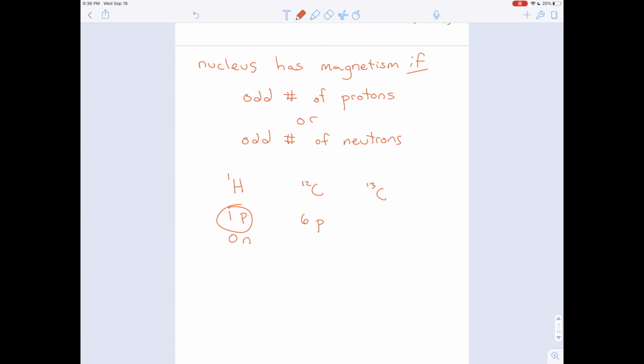Carbon 12 has 6 protons, 6 neutrons. All of the little magnets in the protons pair up and cancel each other out. North, south, south, north. Cancel each other out. All of the neutrons do the same thing, cancel each other out. A carbon-12 nucleus will not have magnetism, and so we would not be able to see that in this type of spectroscopy.